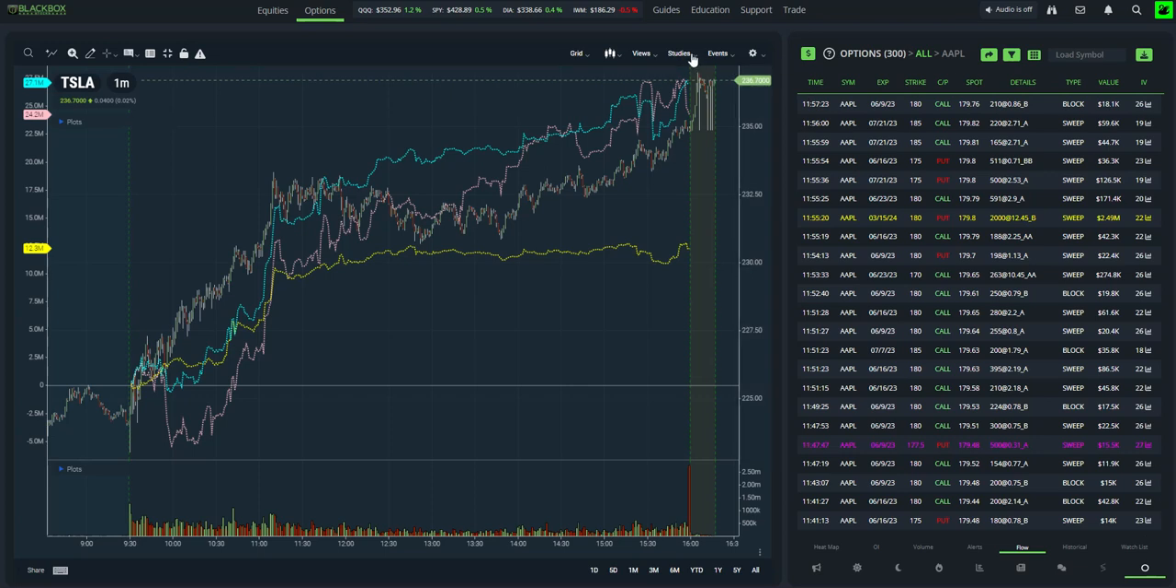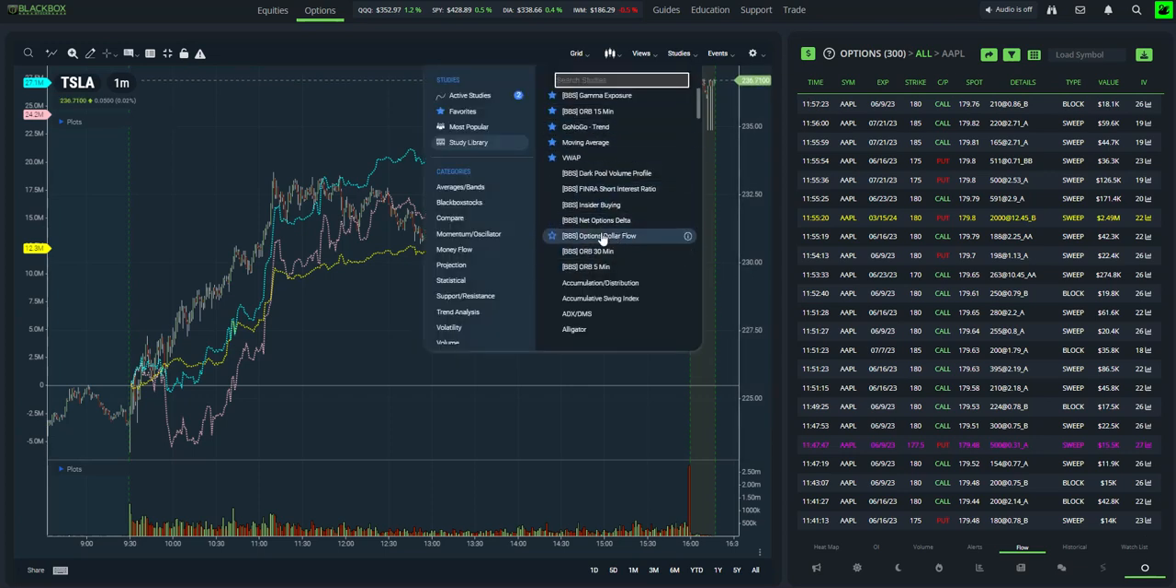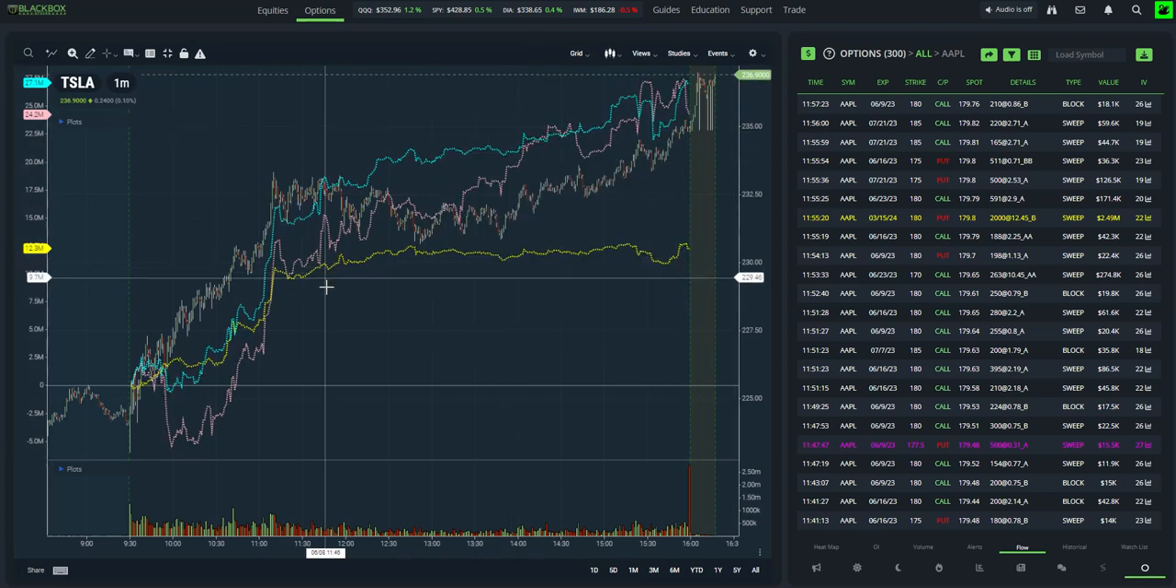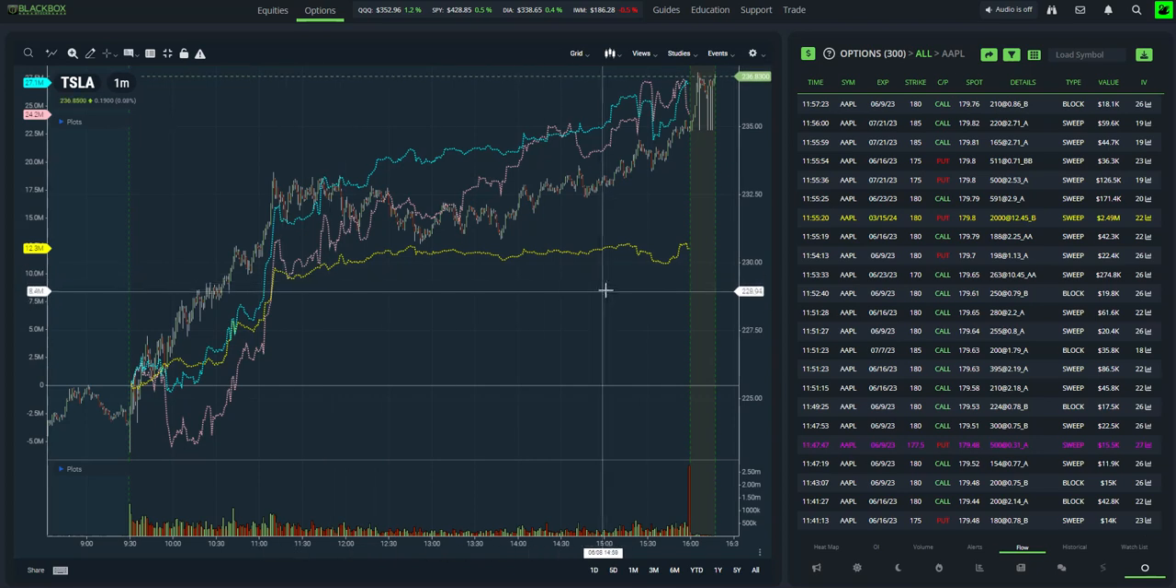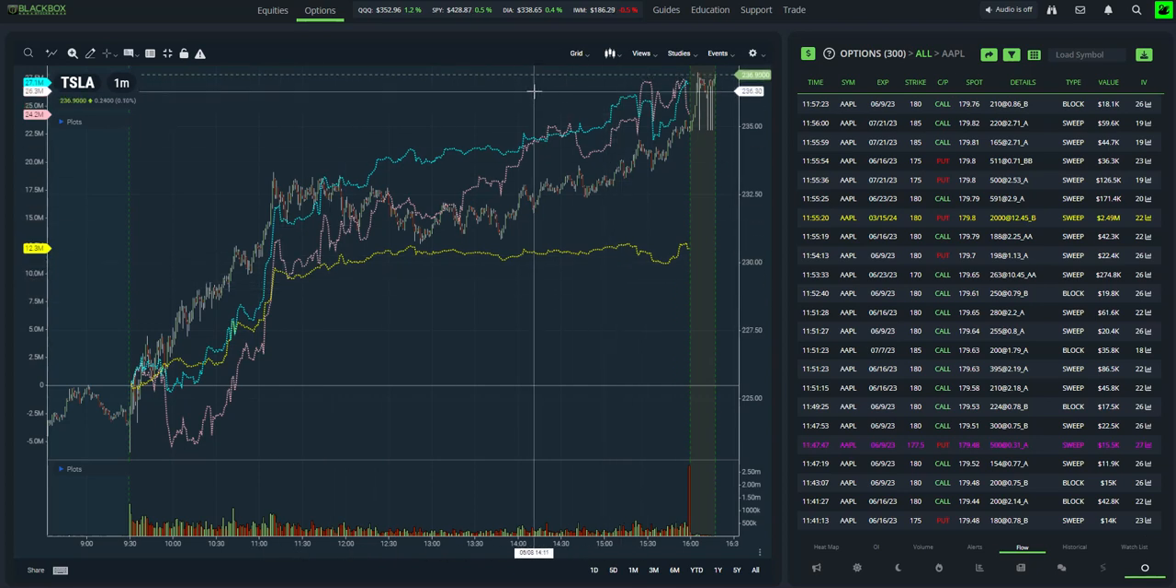And you can find the study by clicking on studies, and you'll see it right there, BBS options dollar flow. If you hit that little star there, it becomes a favorite and adds it to the top of your list. So I have it added in here, and that's what you see, these three dotted lines, the yellow, the pink, and the blue. Each of those represent different time frames.